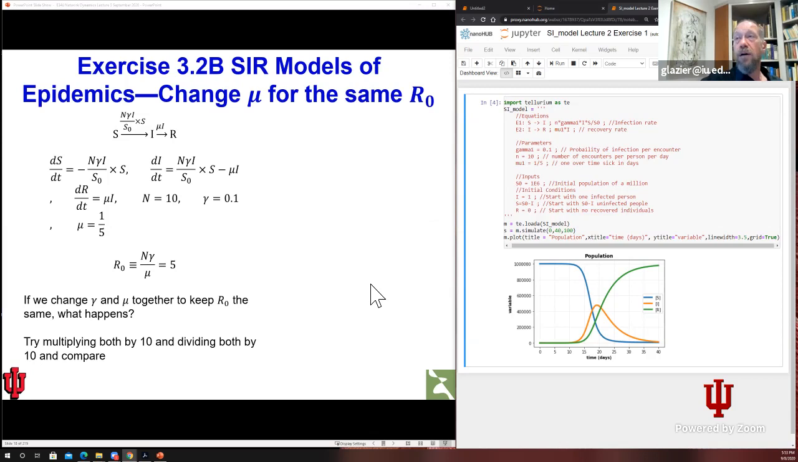Okay, so now let us try something. We've said that the key parameter in this model is R naught, the number of people infected by an infected individual. That's the headline number. So that number is N gamma divided by mu.